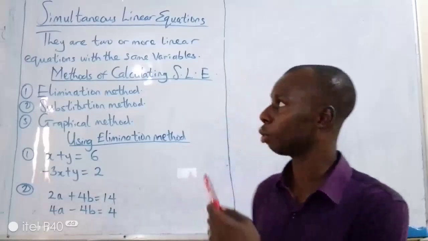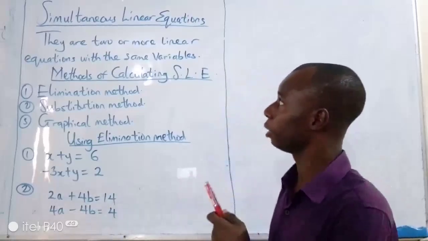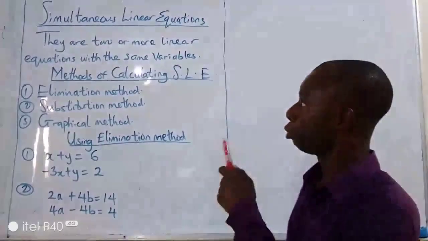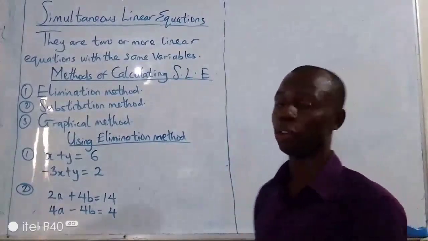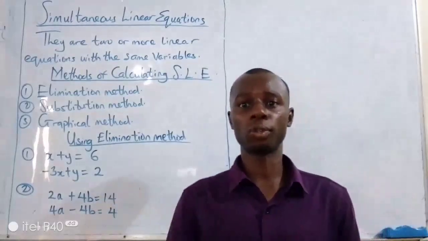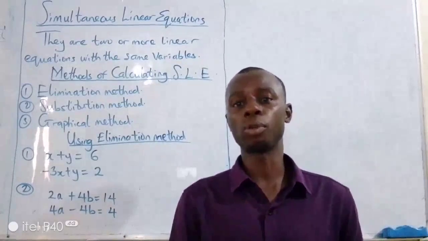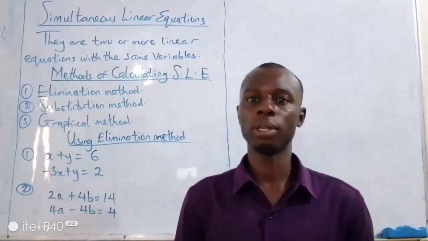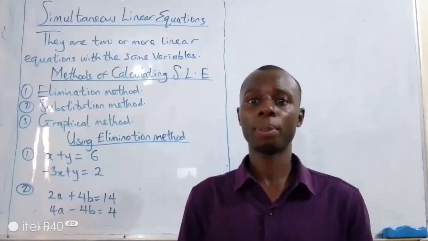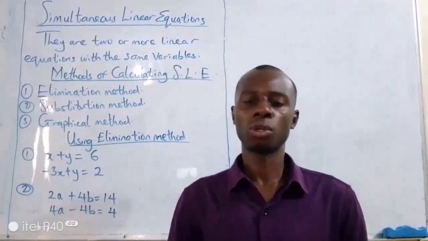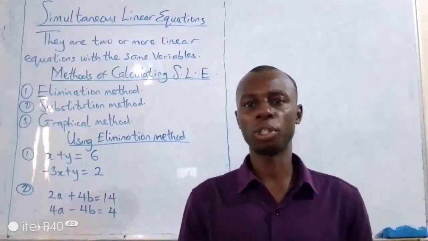Today we want to look at this topic in mathematics known as simultaneous linear equations. There are two or more linear equations with the same variables. That is, when you have two or more linear equations that have the same variables, whether x and y, or a and b, or i and j, as the case may be, and you have them together, they are known as simultaneous linear equations. So the question now is, what is a linear equation?